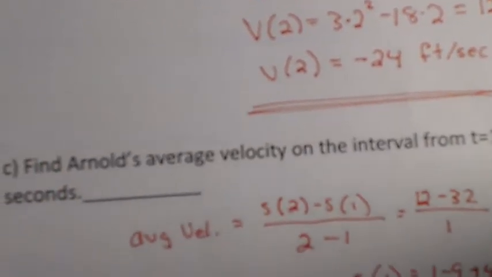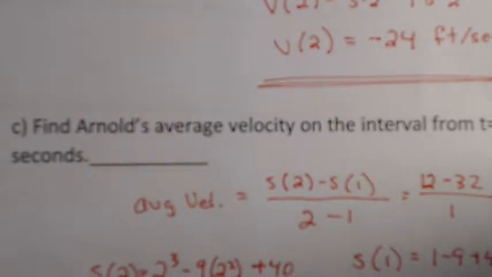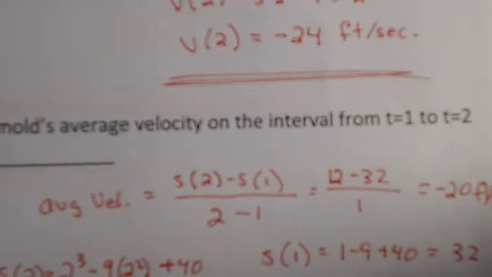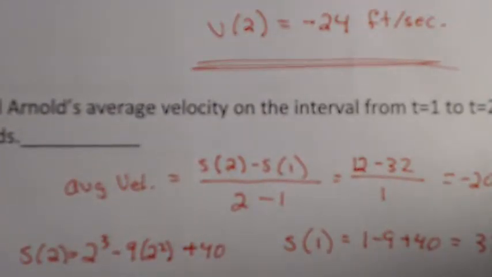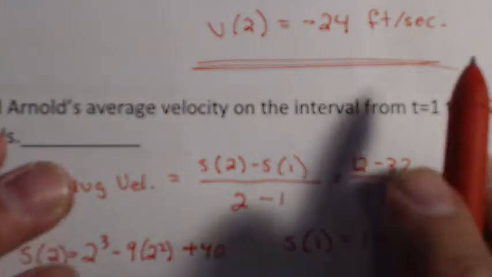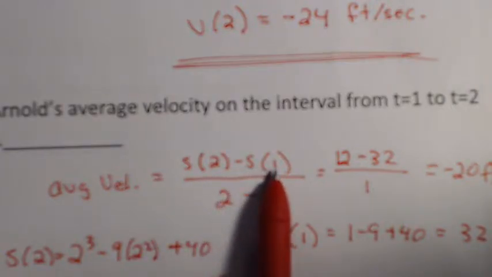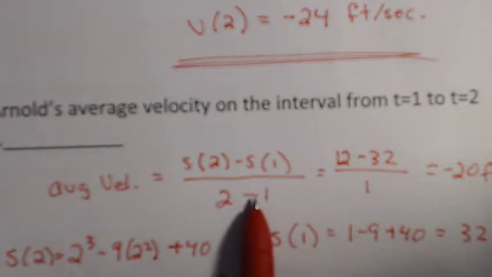The next problem asks for Arnold's average velocity on the time interval t equals 1 to t equals 2 seconds. This is the type of problem we could have solved before we knew any calculus. An example would be we drove for 3 hours and we went 150 miles. What did we average? Well, 150 divided by 3 is 50 miles per hour. That's exactly what we're doing here. So we're going to take Arnold's position after 2 seconds and subtract where he was after 1 second. And then we're going to divide that by the time interval 2 minus 1, which is just 1 in this case.